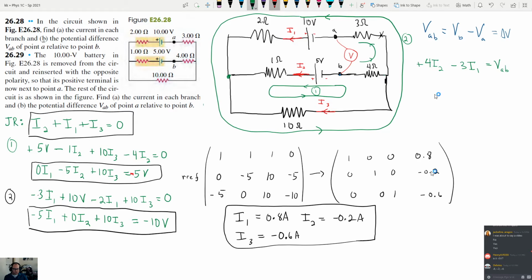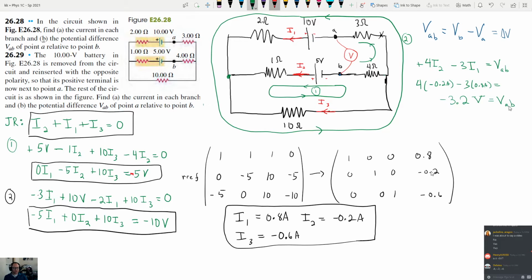So 4I2 is 4 times 0.2, negative. And then minus 3I1. I1 is positive 0.8. It looks like we'll get a negative answer. So 4 times 0.2 would be negative 0.8, minus 2.4. I think you get negative 3.2. Is that right? Yeah.